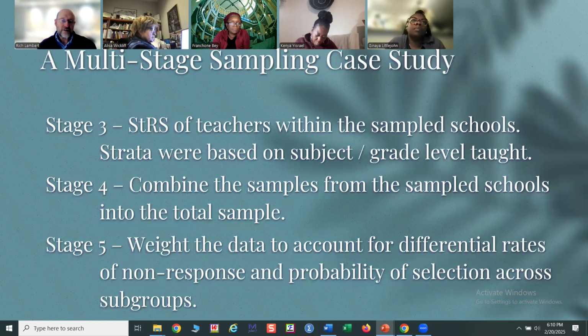And stage 4 is they combine all these samples from all the sampled schools into one big sample, but we're still not done because of things like oversampling and differential response rates. What I mean by that is in some schools we might get more non-response than we get in other schools. So then we have to do what's called weighting.